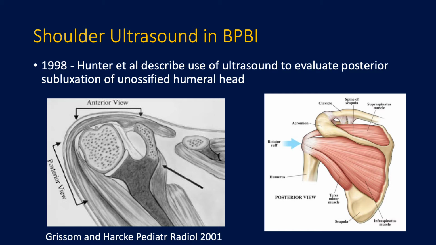Shoulder ultrasound has been found to be useful in brachial plexus birth injury for evaluating the position of the humeral head relative to the glenoid. This was first described by Hunter and his colleagues in 1998. In this technique, the humeral head and glenoid are assessed from posteriorly through the infraspinatus muscle and across the humeral head. So the transducer is placed posteriorly as demonstrated by the blue bracket on these images.